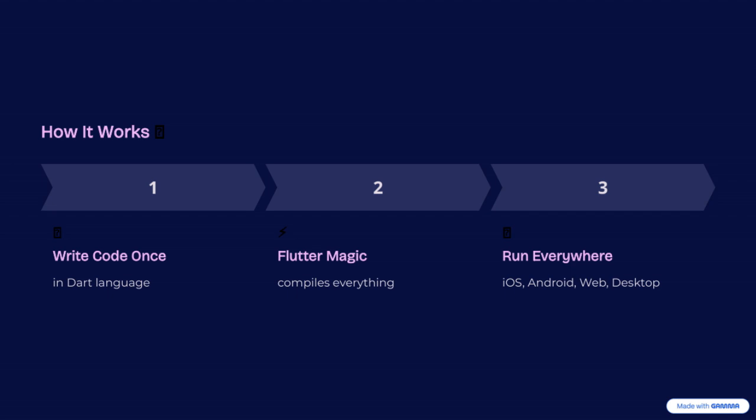Now, here's the magic. Flutter is built with Dart, a language designed to make development fast and enjoyable. The Flutter magic part refers to how Dart allows you to write expressive, performant apps easily. And the best part? You write your code once in Dart, and Flutter handles the rest. That's what write code once really means, saving time, reducing errors, and making your development process more efficient.